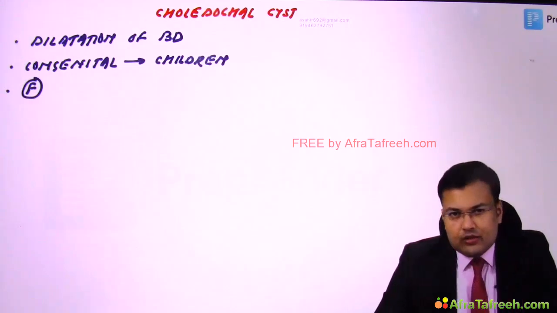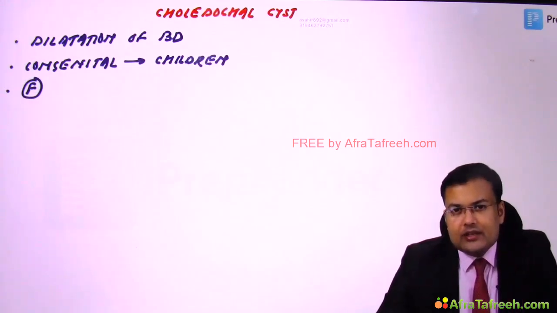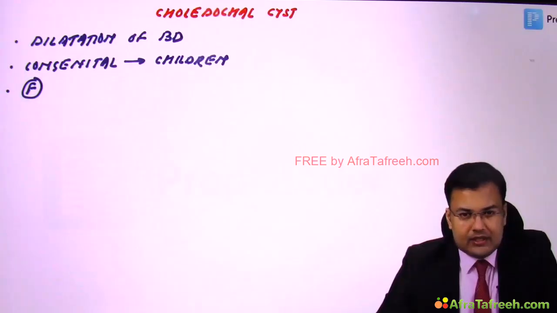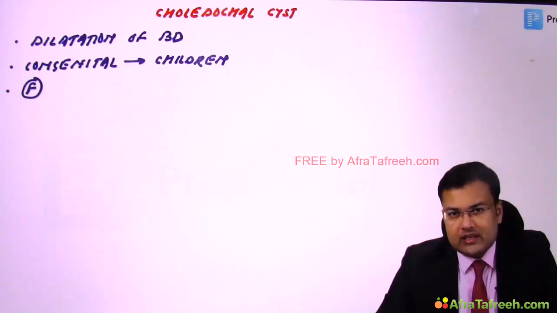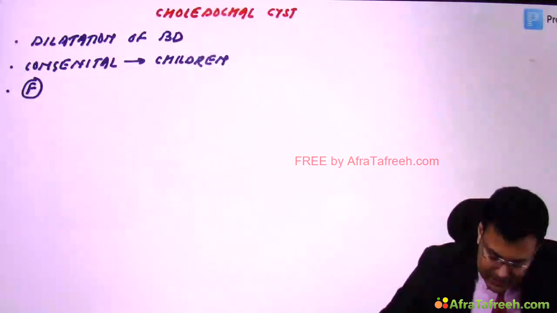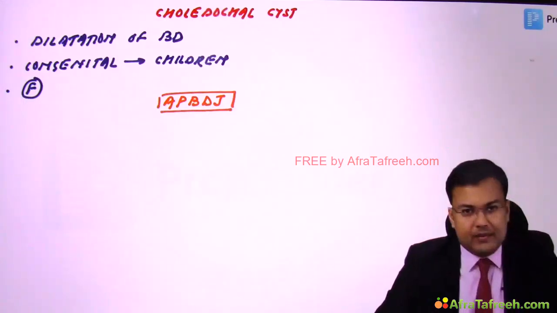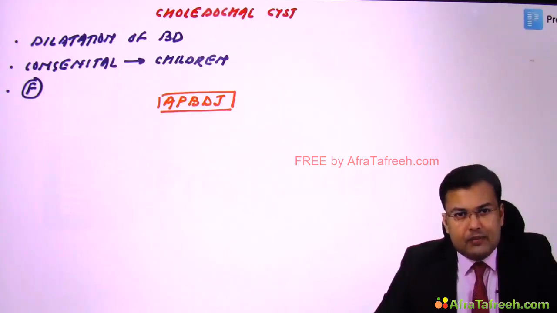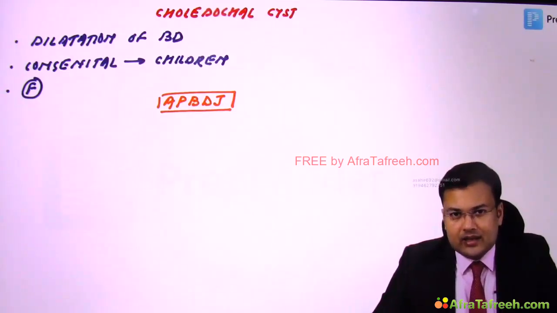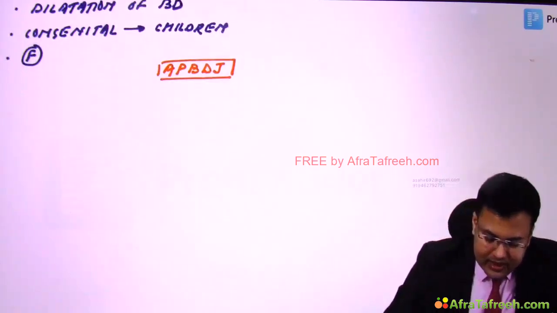Now see what is the pathophysiology. There is one most accepted hypothesis in choledochal cyst, and that is APBDJ. What is the full form of APBDJ? Abnormal pancreatico-biliary duct junction, right? What is the simple concept behind this? See this diagram.